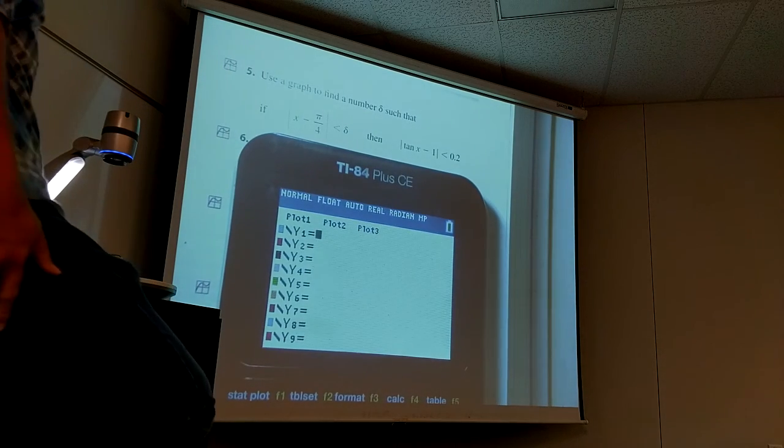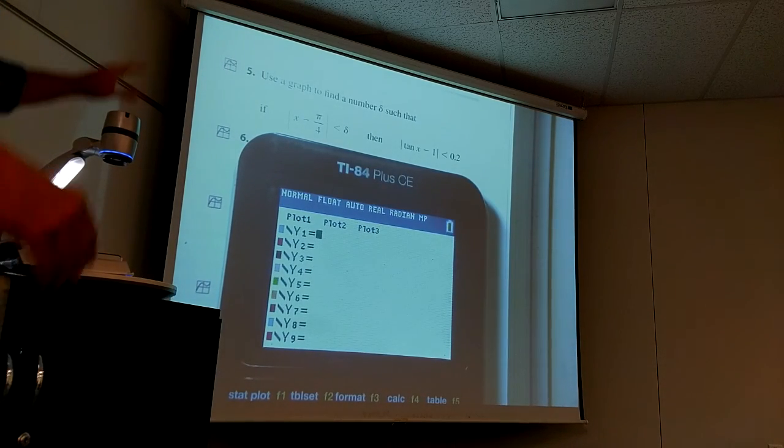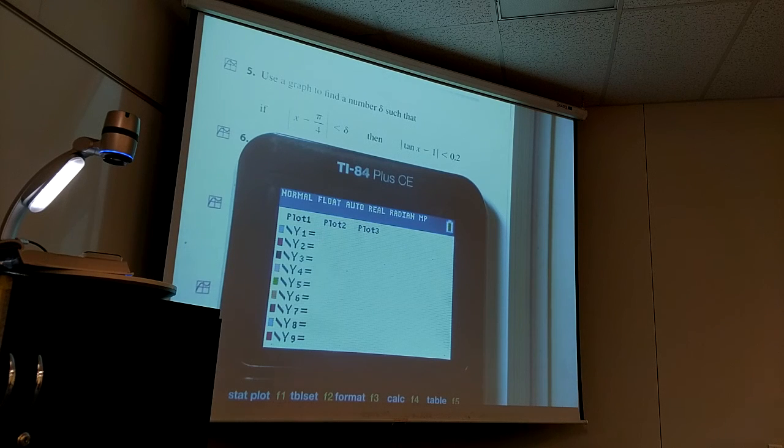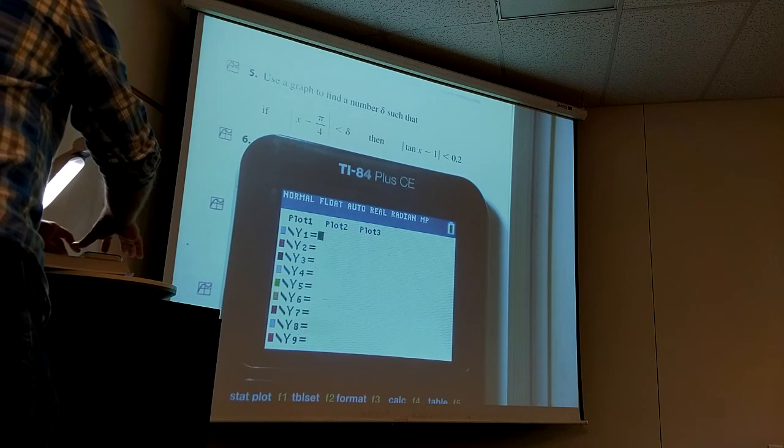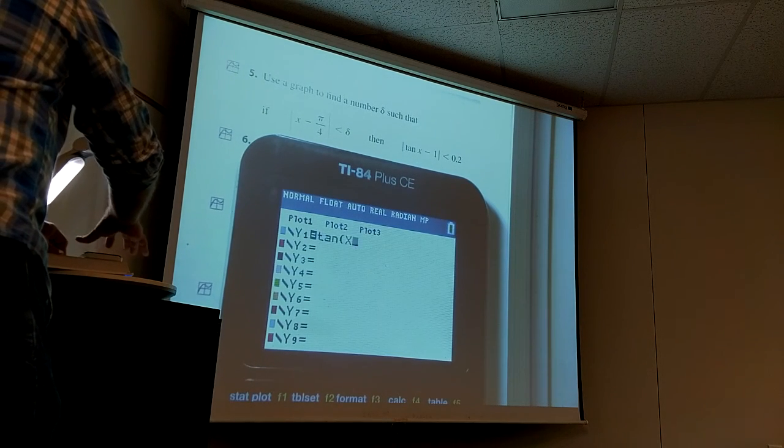What is f of x? If you have your book, you can kind of relate this to what they did. Where they had f of x, we actually have a function, right? They have to tell me it because I have to graph it. What is f of x? Tangent x. That's f of x. What's the supposed limit? 1. So f of x is tangent x. Let me put tangent x here.